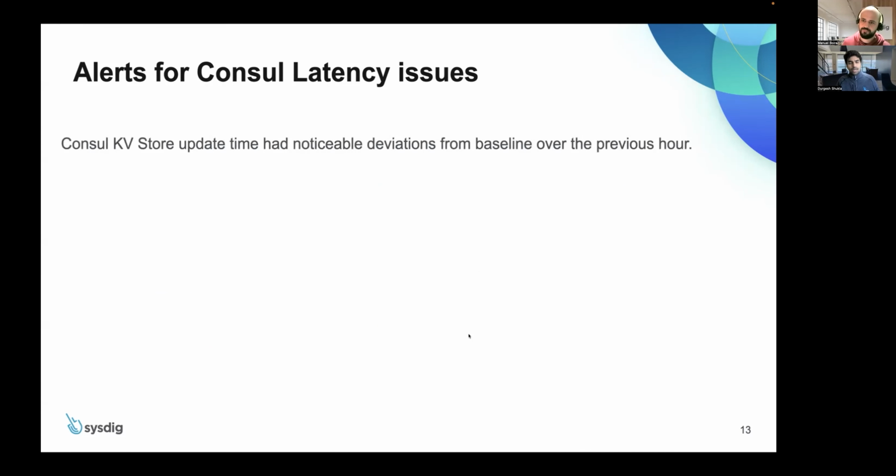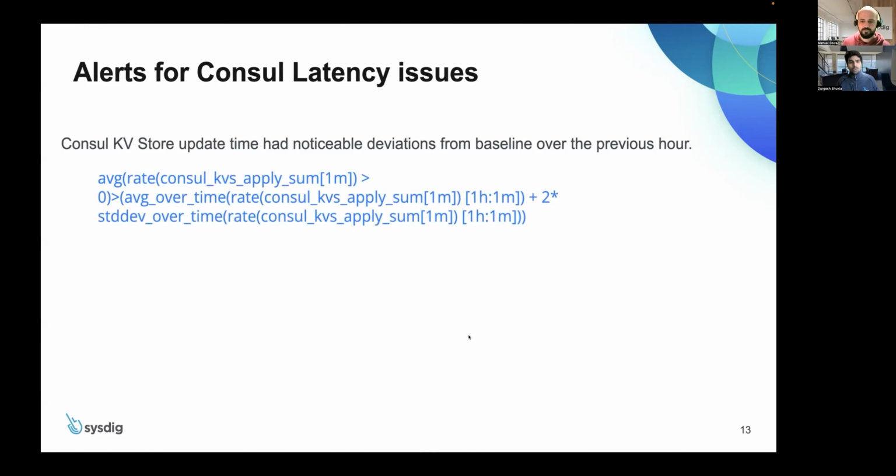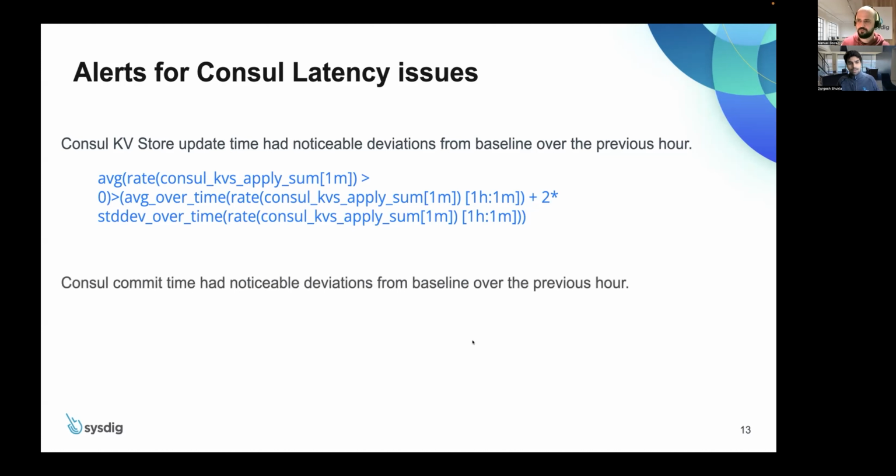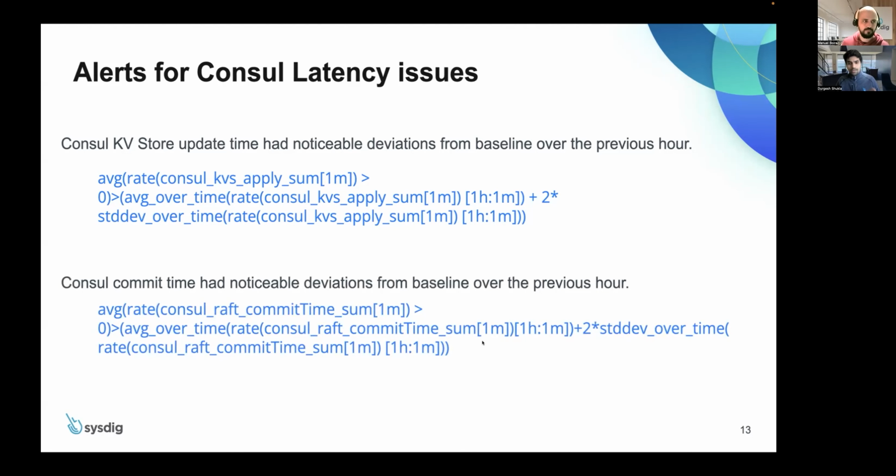Another thing that you can look at for Consul latency is the key value store update time. Are the key value stores being updated regularly, and what is the deviation from baseline is something you should keep a tab on. And finally, the commit time is also something that you can look at in your dashboard and also have an alert for. If it is deviating too much from the baseline over the previous hour, you should get an alert.